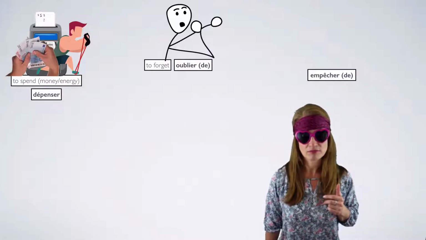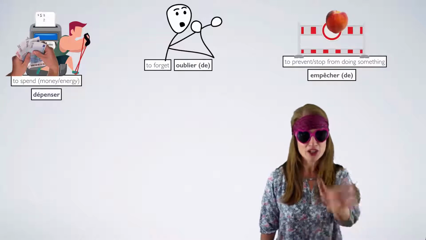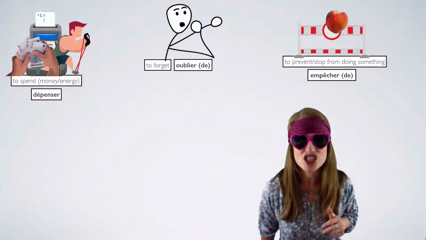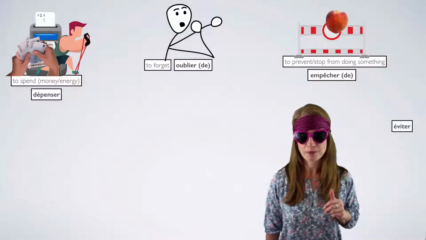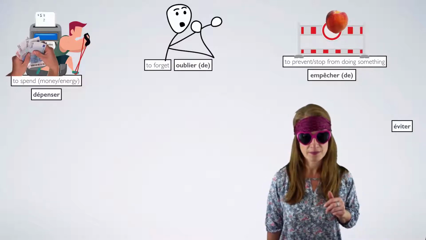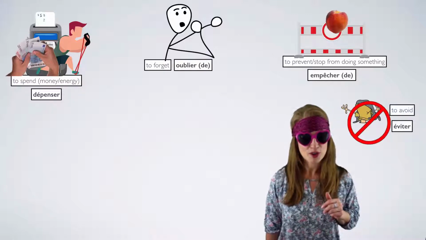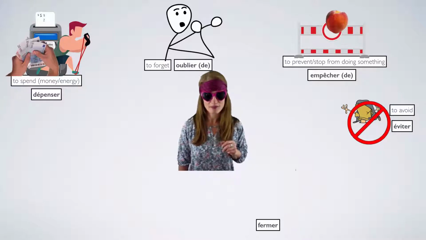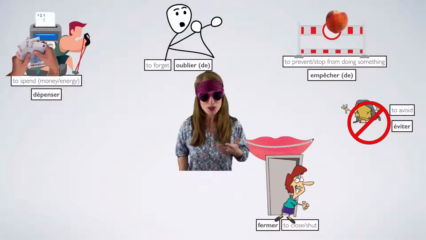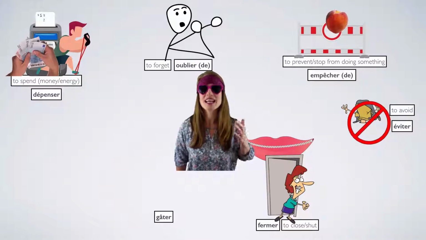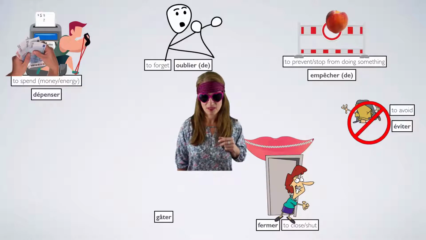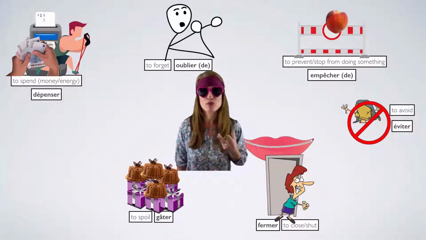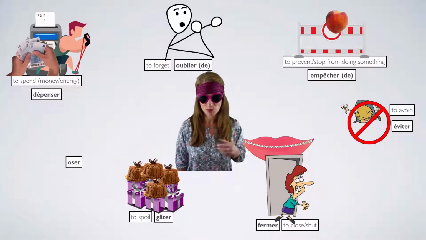Empêcher. Think of impeachment. It means to stop, prevent from doing something. Here we have the barrier with the pêche, the peach. Empêcher. Éviter. To avoid. Éviter. Fermer. To close, to shut. Gâter. Okay, think of parents giving too many gâteaux to their grandchildren. It means to spoil. Gâter.